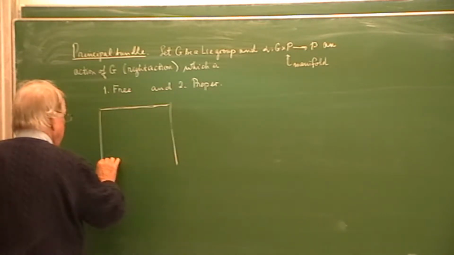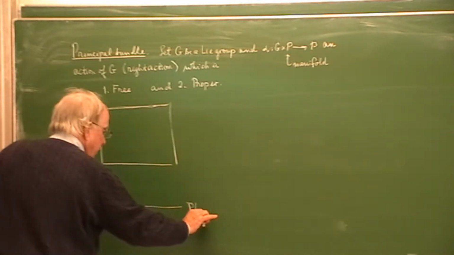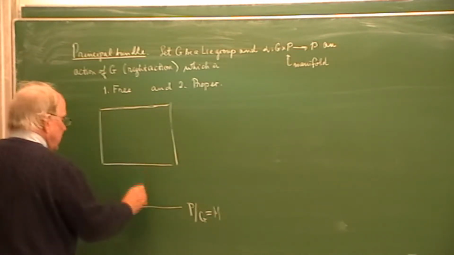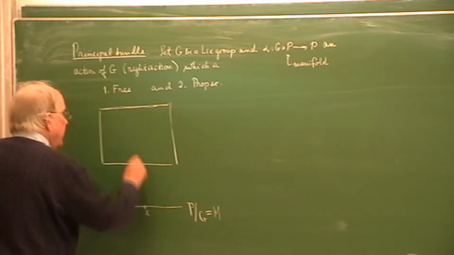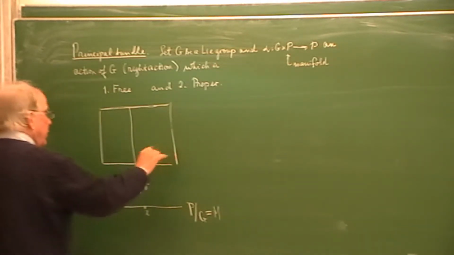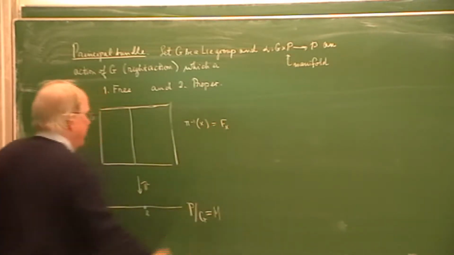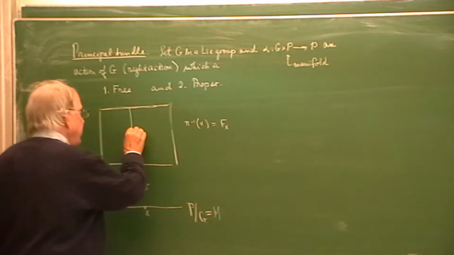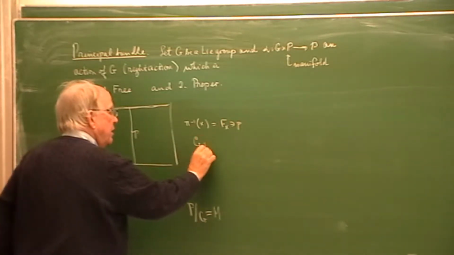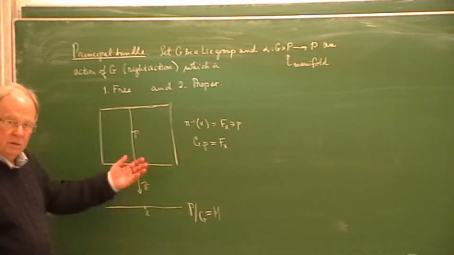Here's the upstairs space. And here's the downstairs space, which is the quotient P modulo G, which we'll call M. This is a quotient space, the orbit space. Over every point here, we have the fiber over x. This projection we'll call pi always, and pi inverse of x is the fiber over x. When we take a point p in the fiber, then G of p is the fiber. That's the definition of this quotient. The equivalence relation gives the space of fibers.